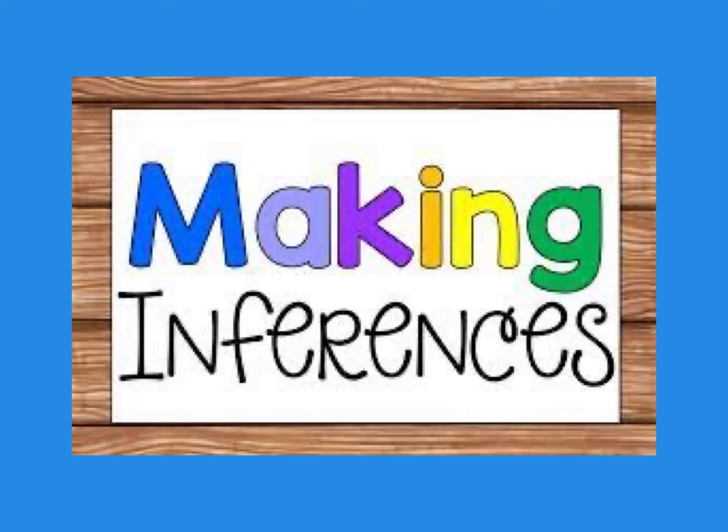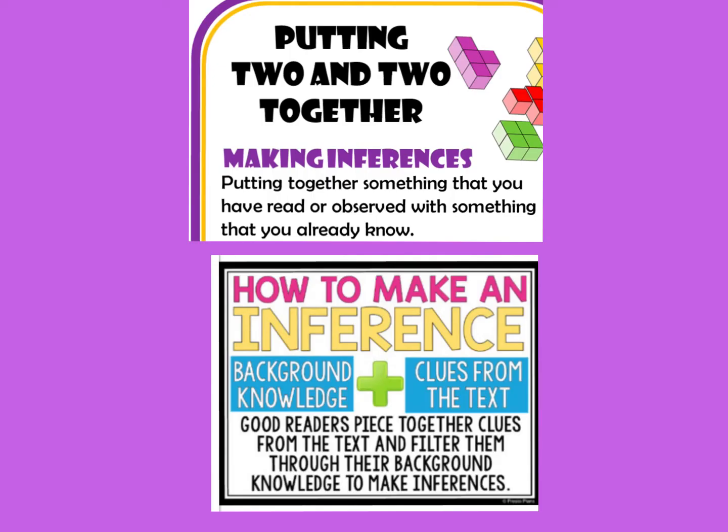Making inferences. Making an inference is putting two and two together. When we make inferences, we are putting together something that we have read or observed with something that we already know. So to make an inference, we use our background knowledge plus clues from the text. And good readers piece together clues from the text and filter them, or go through them, with their background knowledge to make these inferences.